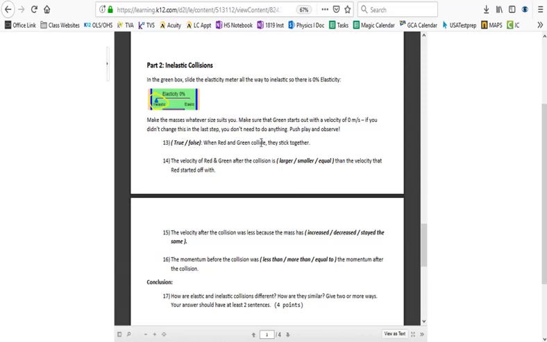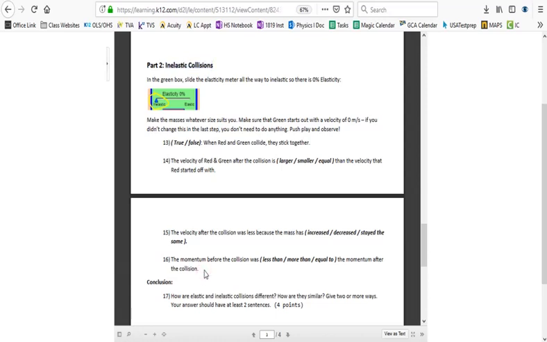True or false? When red and green collide, they stick together. Well, it's an inelastic collision, and you saw what happened. 14. The velocity of red and green after the collision is larger, smaller, equal than the velocity that the red started off with. So red and green together, compare it to red alone. Red's only 1 kilogram. And with the collision, with the semi-truck colliding with the small car and connecting to each other, what happened to the mass? Or what happened to the velocity? So look at those numbers. Right, 15. The velocity after the collision was less because the mass has which? So 14 and 15 go together.